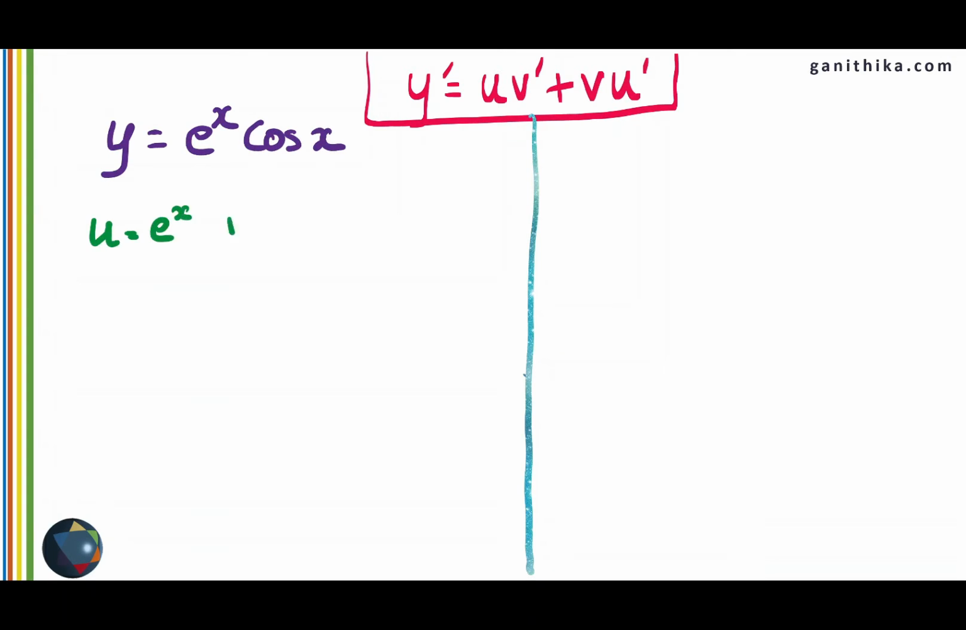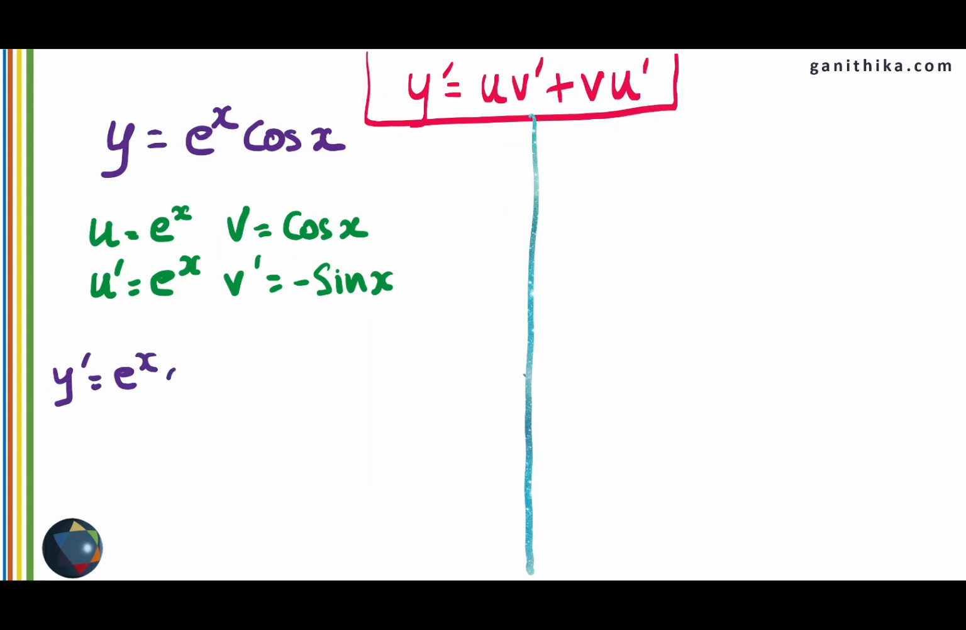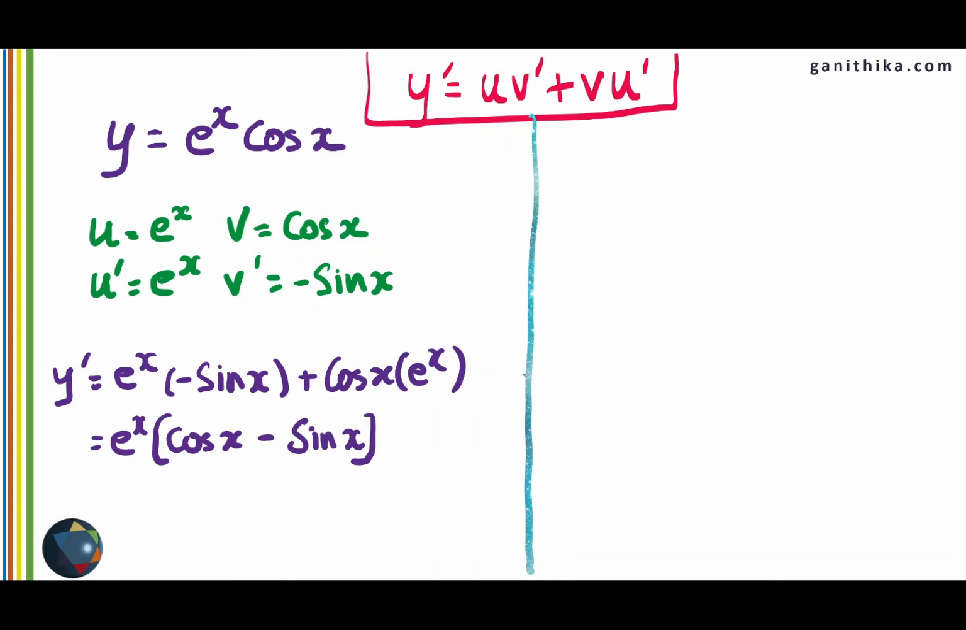We need to just find out what u and v are and differentiate them so that we can substitute in the formula. Substituting in the formula each of these four functions and simplifying them, we will get this as the derivative of e power x cos x.